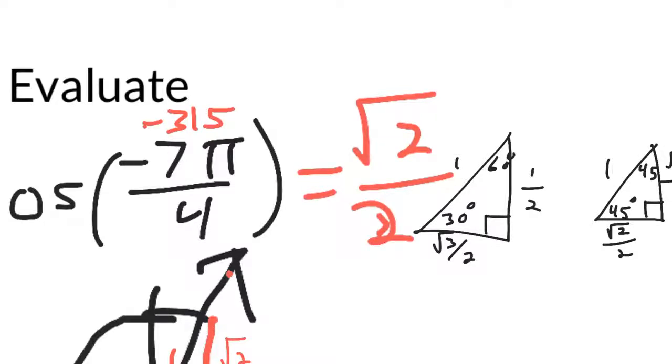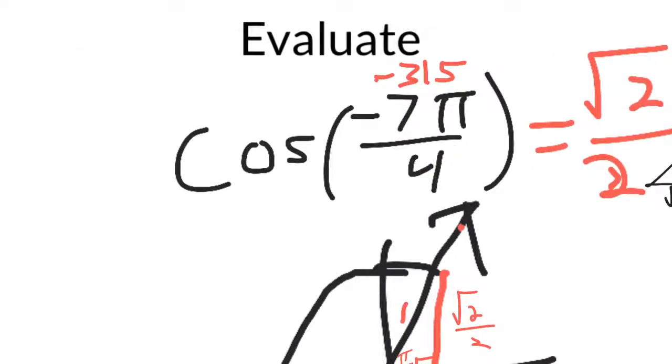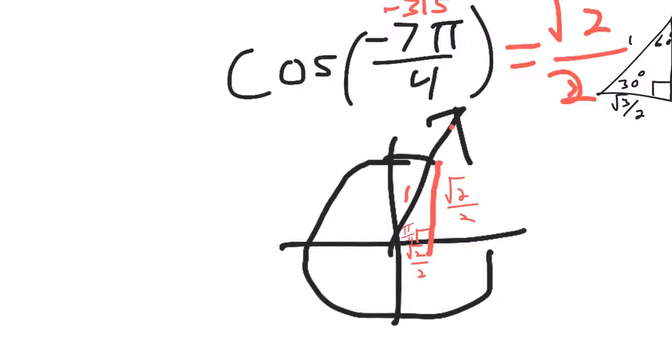Okay, the big picture with these questions is: draw where the angle lands on the unit circle, draw a reference triangle like I did in red, label the sides based on the reference angle that you have, and then once you're done all that, you just need to do the trig ratio that you're told. Cosine meant adjacent for this triangle over the hypotenuse.